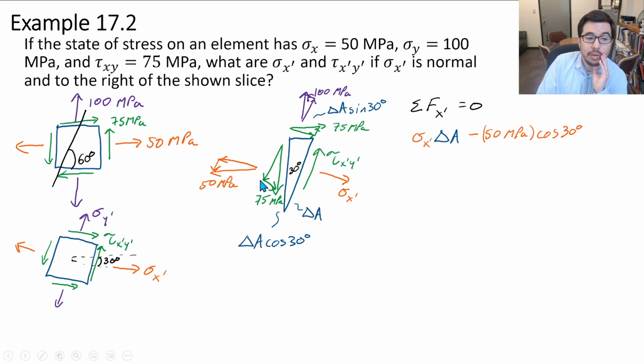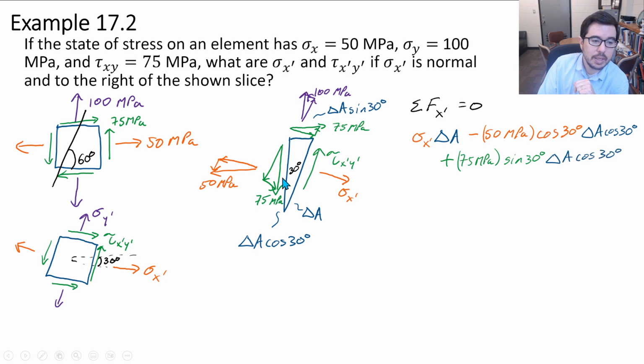And now there are 4 contributing vectors, right? Sigma x, sigma y, and then 2 tau x prime y primes on this, all right? So this is the sigma x prime or sigma x contribution, so that's like we had before. But this one right here is a contribution from this vector, all right, the 75 megapascals.